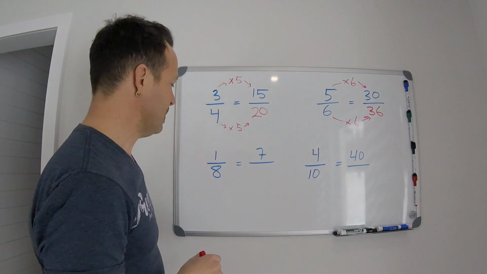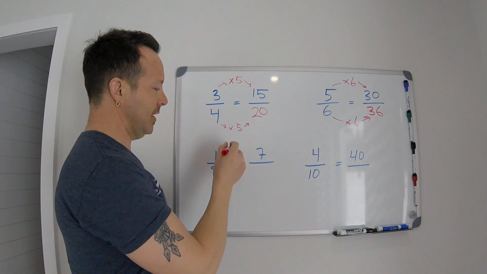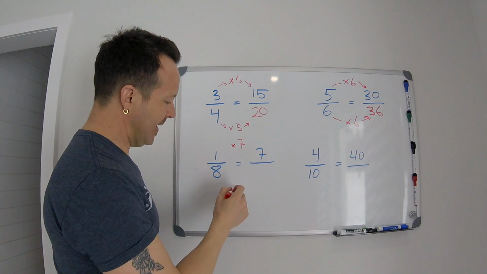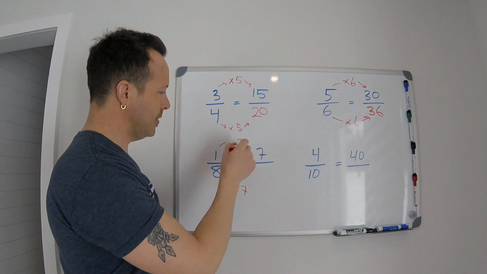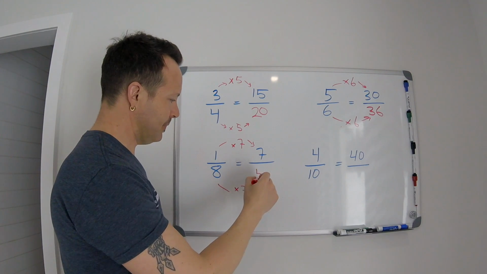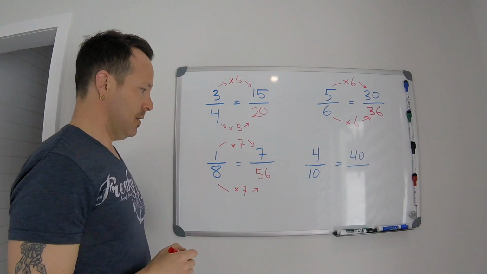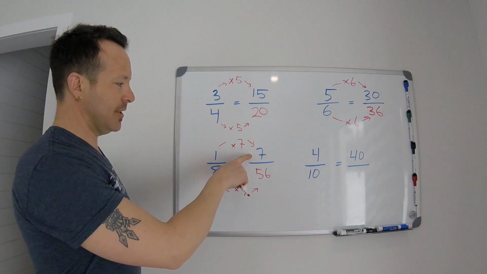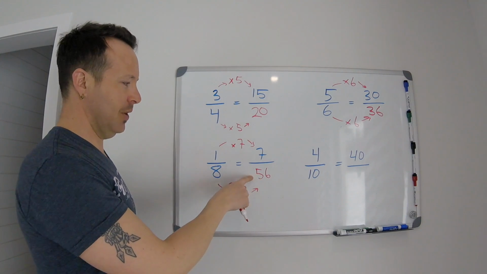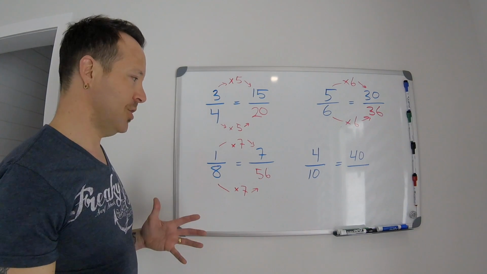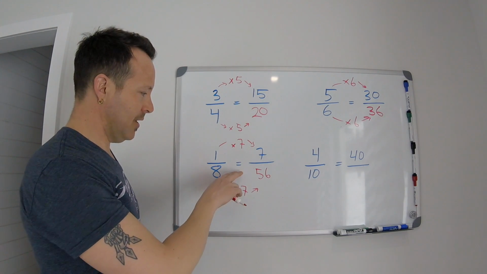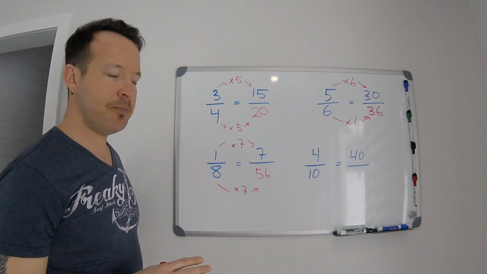Let's try this one. 1 times 7 equals 7. So I have to multiply 8 times 7. Remember, whatever I do to one, I do to the other. 8 times 7 is 56. Well, 1/8 equals 7/56. But if you looked at these two fractions, this one looks like a much larger fraction. But in reality, they equal the same amount.